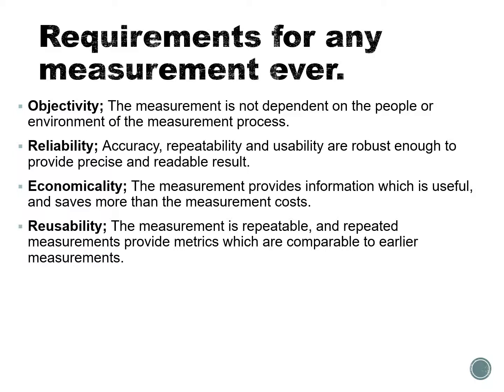But if we want to measure something, we basically always have to have these attributes for that measurement tool. It has to be objective, it has to be reliable, it has to be economical, and it has to be reusable. This is a fact of life. If your metric or measurement doesn't have all these four things, it's probably going to be useless.